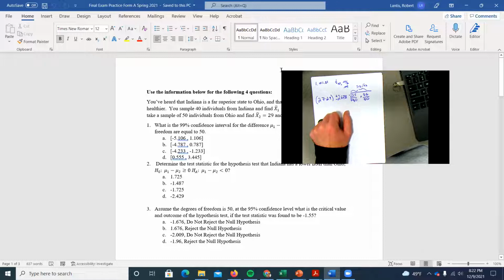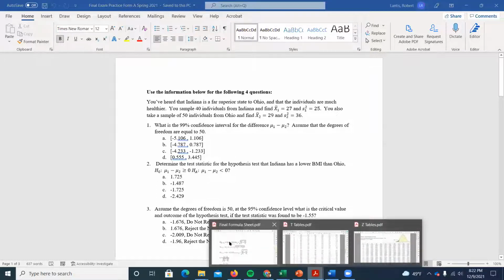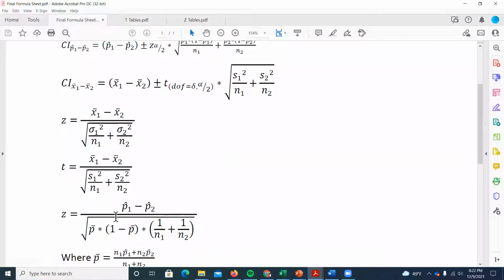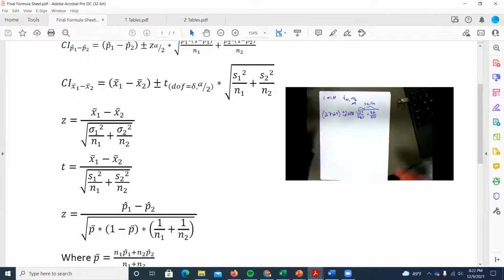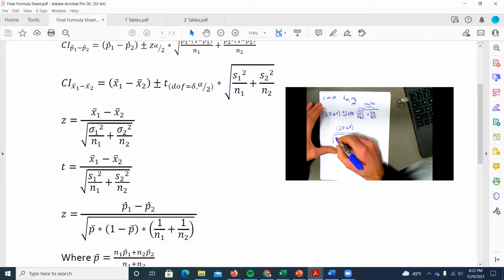Okay. So for number 2, if we wanted to find the test statistic for whether or not Indiana has a lower BMI than Ohio, or that this true difference is less than 0, we'll go to our formula sheet. We've got 3 test statistic equations. We've got the difference in sample means with sample variances. Hopefully these test statistic problems are some of the easier ones, right? We're just plugging in our values. So we've got 27 minus 29 divided by the square root of that sample variance from the first group over its sample size plus the sample variance for the second group over its sample size.